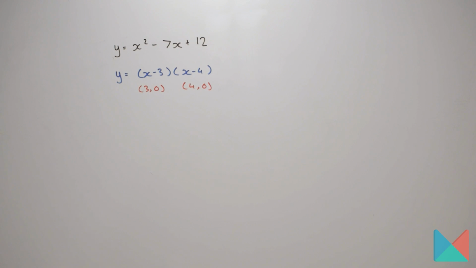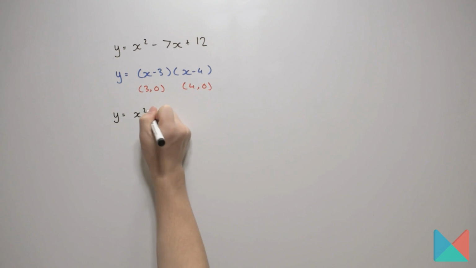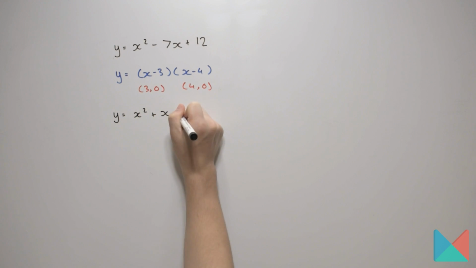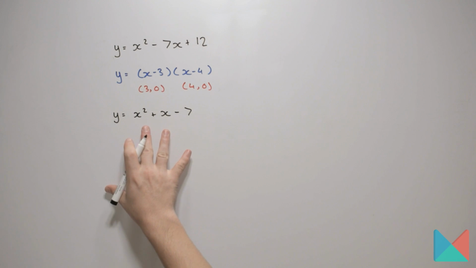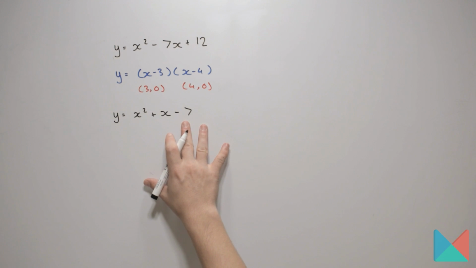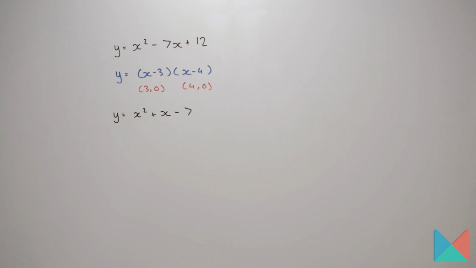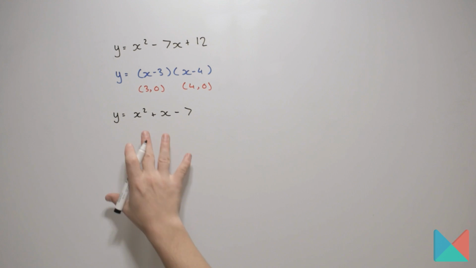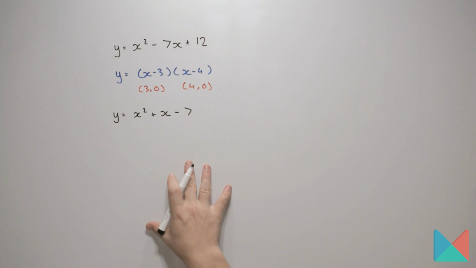Now consider the equation y equals x squared plus x take 7. And now you can see here that we can't convert this equation into the intercept form, as there's no factors of -7 that sum to make 1. And so we need to find a different method in order to get the x-intercepts for this given quadratic relationship. And the way we can do this is by doing a method called completing the square, which converts from the general form into the turning point form.